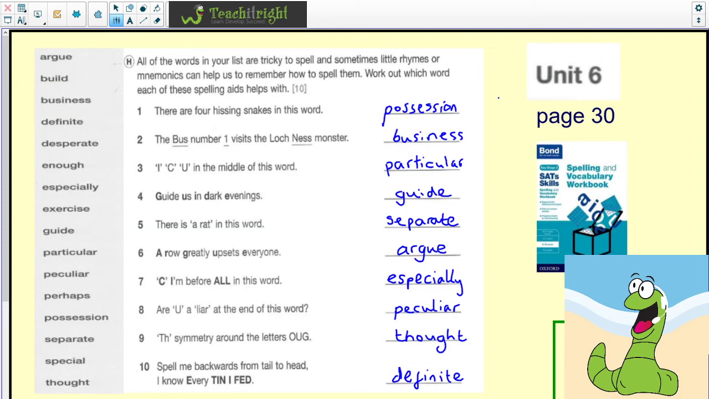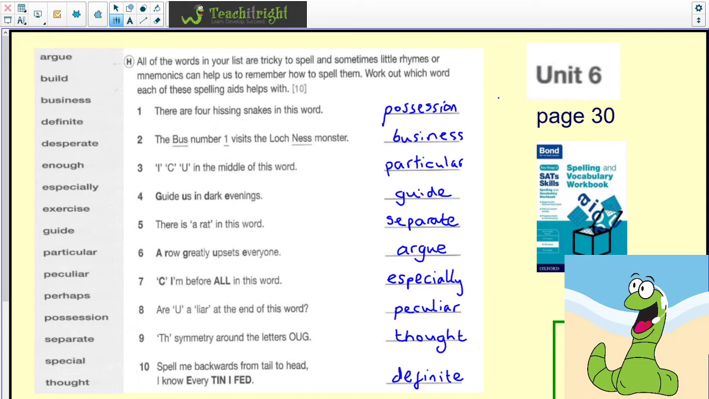All of the words in your list are tricky to spell, and sometimes little rhymes or mnemonics can help us to remember how to spell them. Work out which word each of these spelling aids helps with. So mnemonics are things like, if I said because, big elephants can always understand small elephants. That might be one that you know. But these are really great little rhymes and silly mnemonics that help you remember, hopefully, how to spell some of these words. So do have a good look down through, and hopefully that really helps you.